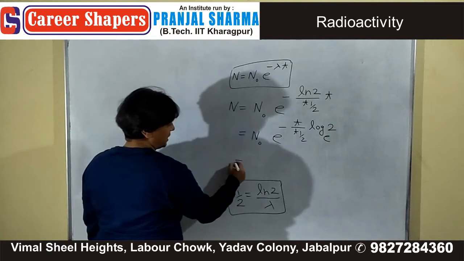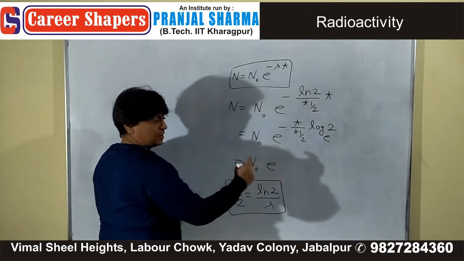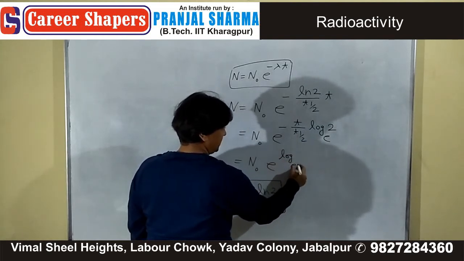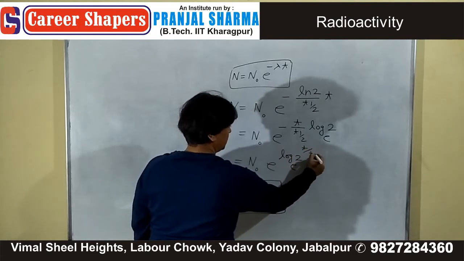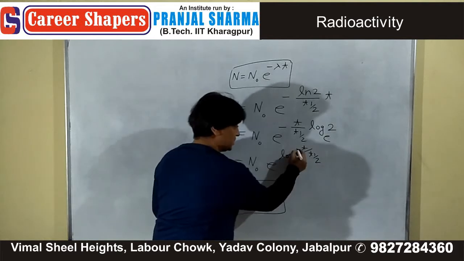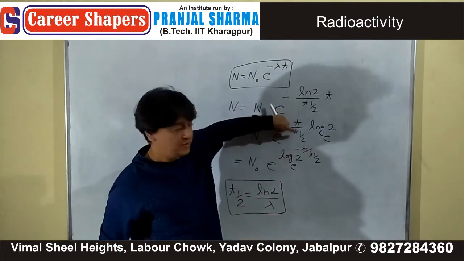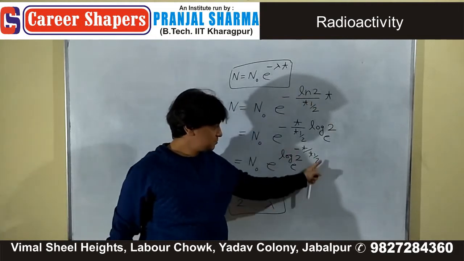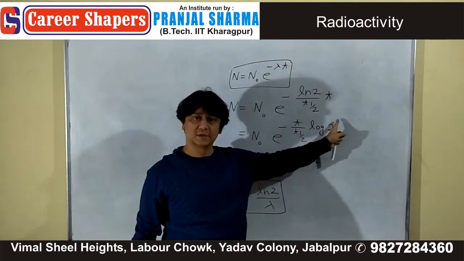This is N naught e to the power, now look at this part, log of base e 2 to the power t divided by t half. What we have done, we have moved this coefficient minus t upon t half as power of 2. You can move this power as the coefficient, or you can transfer coefficient as power.